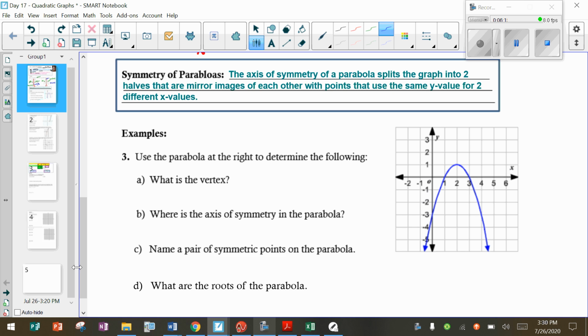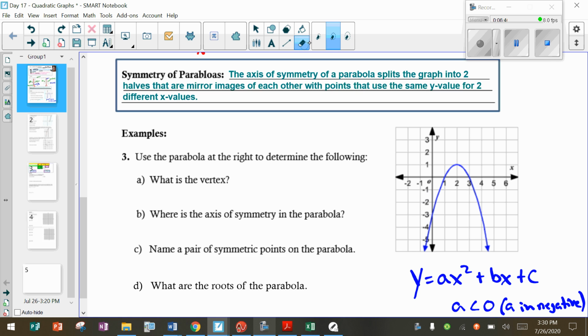So here's another example. This example is facing upside down. Just so you know, when a parabola is facing upside down like this, that means the a value, when put in standard form, has to be negative. The a value is going to be negative, and that's what turns our parabola upside down. When that is a negative number, our parabola is upside down.